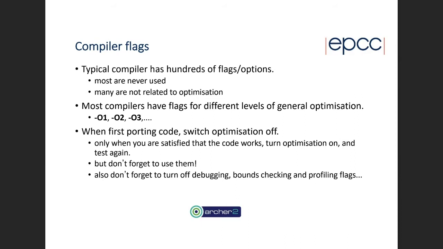Okay, so this is probably not news to anybody, but when you're first porting a code, it's a good idea to switch your optimization off. Test it to make sure it works, then turn your optimization on and test it again. But obviously, don't forget to use them. Don't leave out the optimization flags if you're doing anything that's performance critical. But also, once you're satisfied everything's working okay, don't forget to turn off all your debugging, bounds checking, profiling flags, and so on, because they can all affect performance negatively.